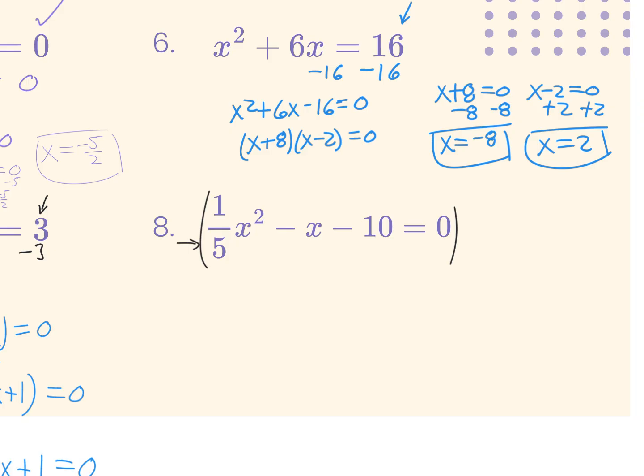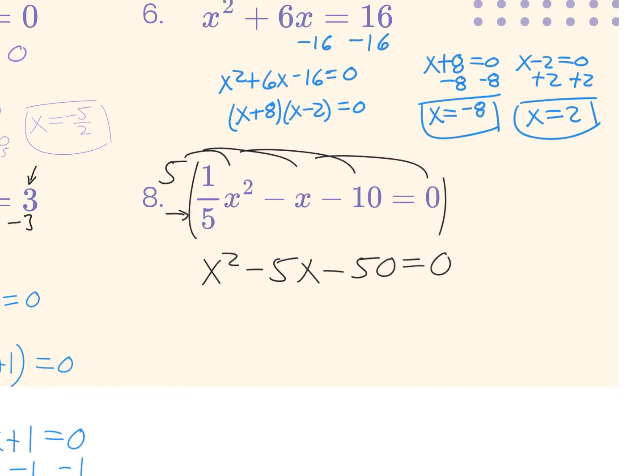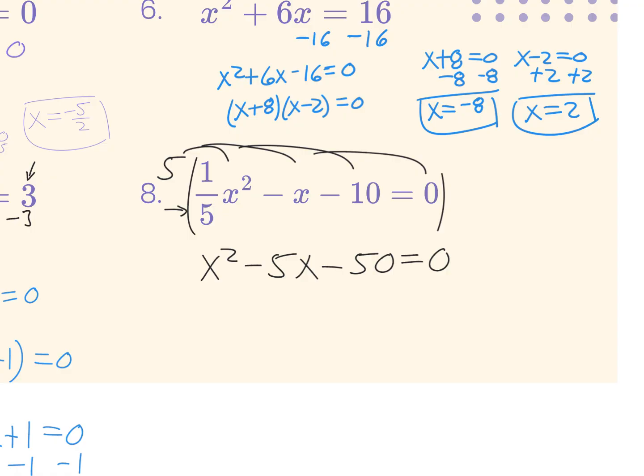And it looks like 5 is our only denominator here, so I can multiply this entire thing by 5. So I can distribute 5 everywhere, and then this 5 and this 1/5 are going to cancel, so I'm going to get an x squared minus 5 times x is going to get me a 5x. Minus 10 times 5 is negative 50. And then this looks a lot easier to factor. So I'm going to have factors of negative 50 that add to negative 5. Looks like it's going to be a negative 10 and a positive 5.